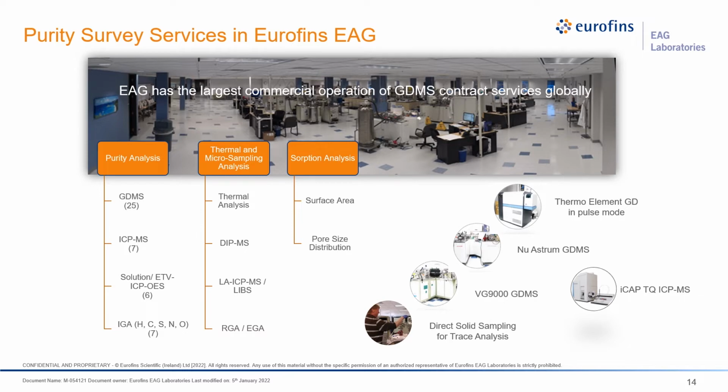On top of the purity analysis, we also provide thermal microsampling analysis as well as sorption analysis. Those techniques are designed to do outgassing analysis or microanalysis. And with the increasing need for surface area characterization, we also provide sorption analysis. So here is a typical example of the direct solid sampling technique with the GDMS instruments we have. And we also have one of the most sensitive ICP techniques, the triple quad ICP-MS analysis technique.